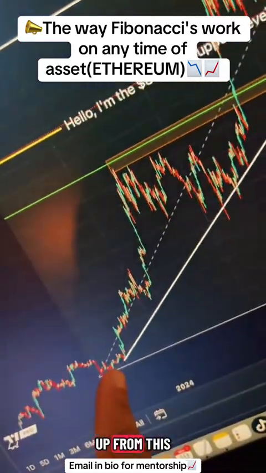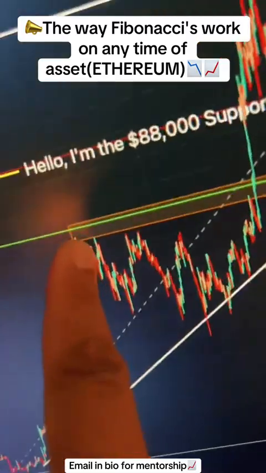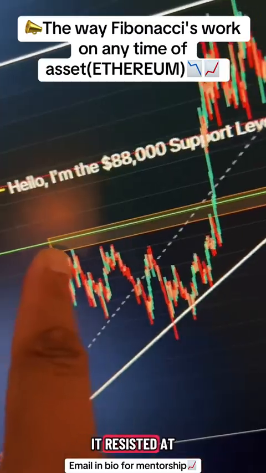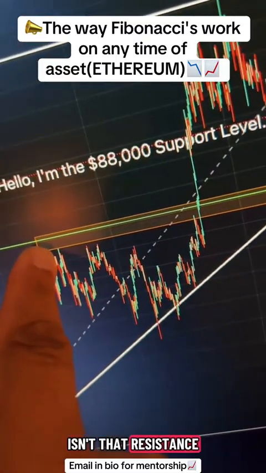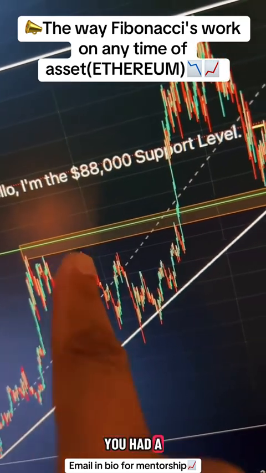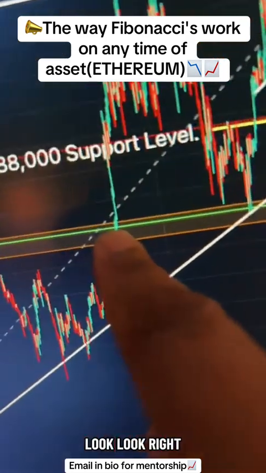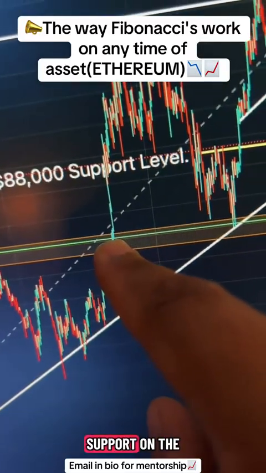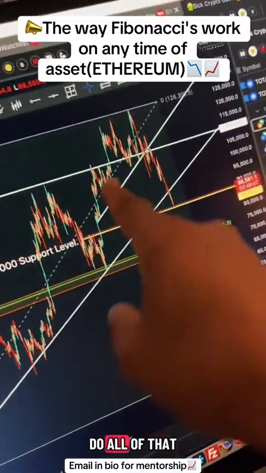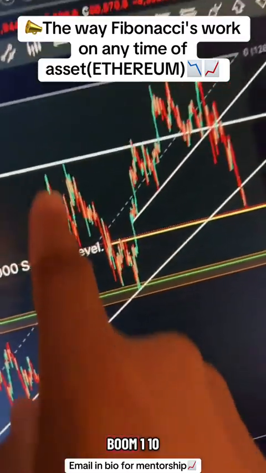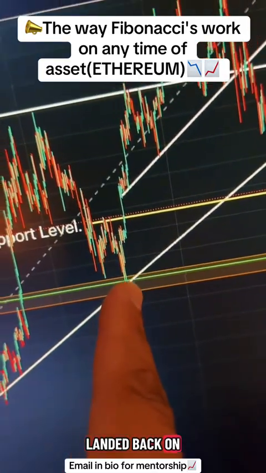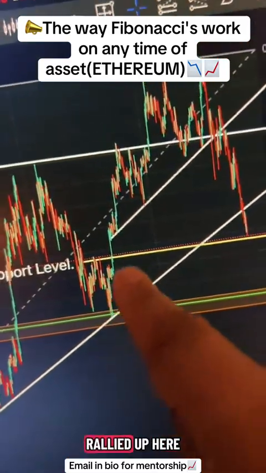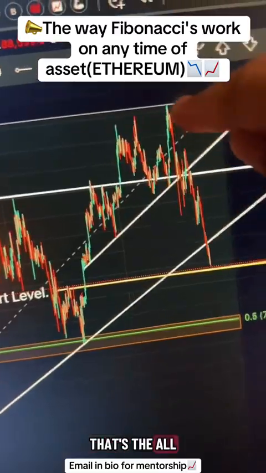When we rallied up from this low and rallied up here, look at where it resisted. You see that 50% level, that green line? Isn't that resistance there? You had a problem getting above that green line. Look right here. Is that not support on the 50% level? Boom, 110. Came back down. Look where it landed, back on this 50% level. Rallied up here. That's the all-time high.